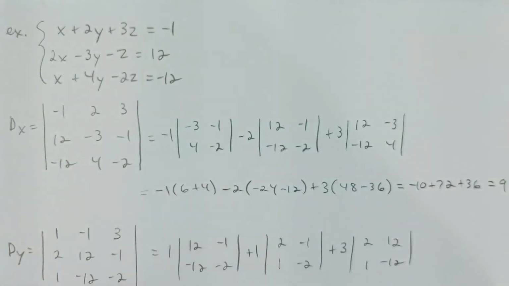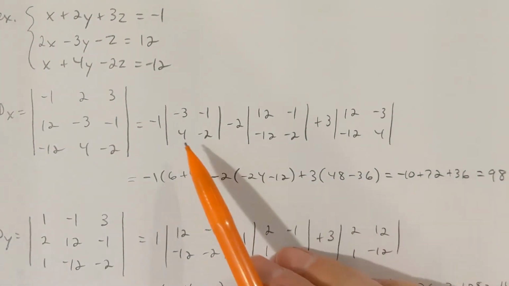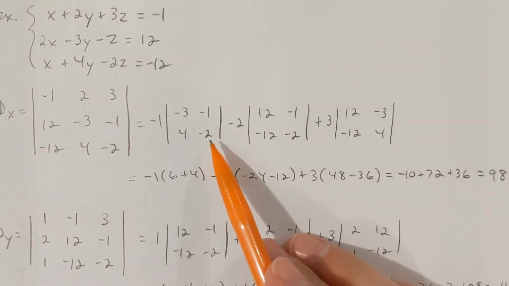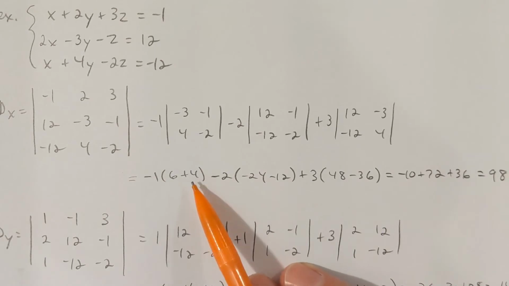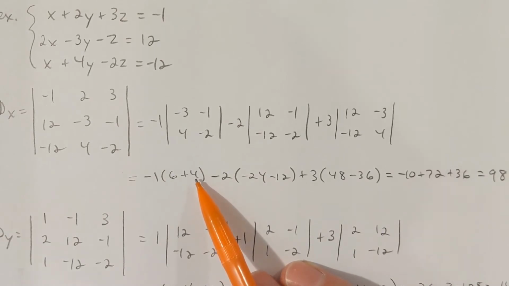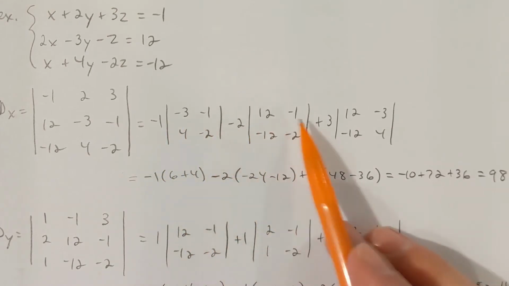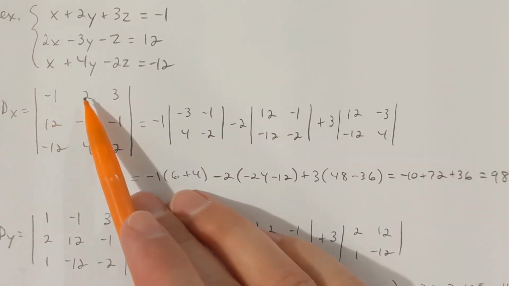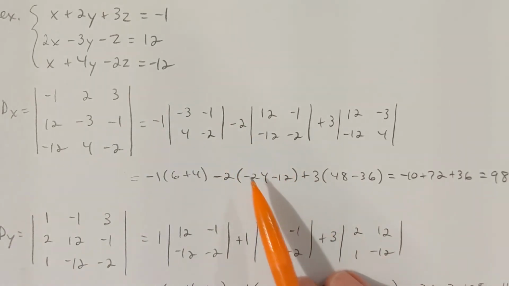So now that we've broken that down to some 2 by 2's, cross multiply. Negative 3 times negative 2 is 6. 4 times negative 1 is negative 4, but you're subtracting negative 4 though. Minus 2. Again, make sure that you alternate the signs here. This goes positive, negative, positive.